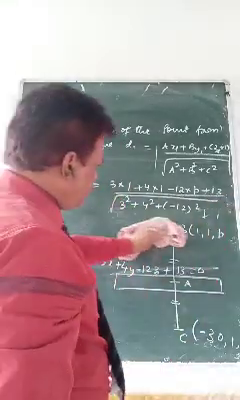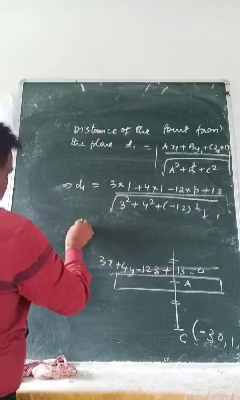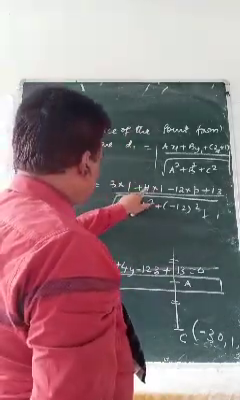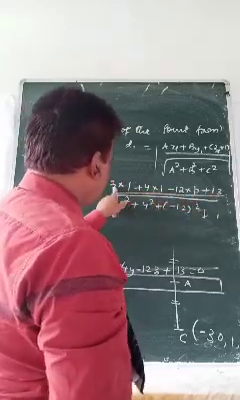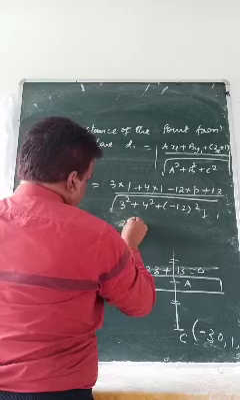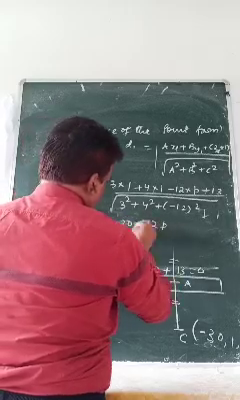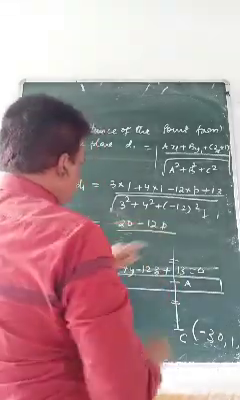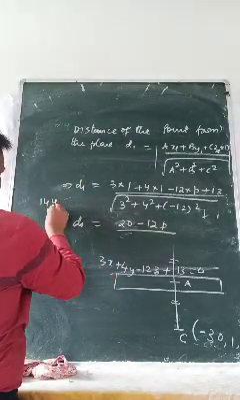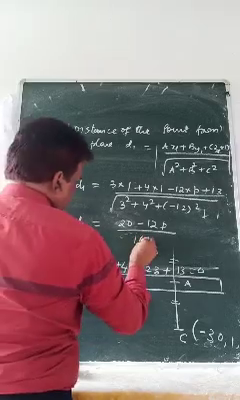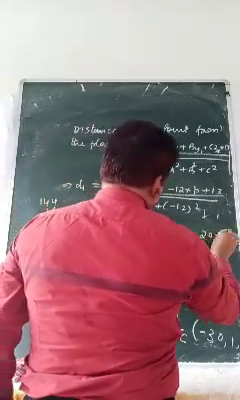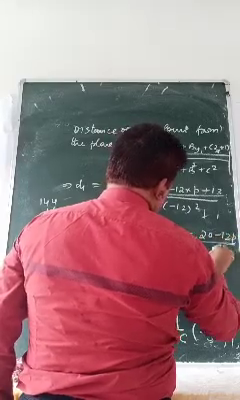So how much did you get? D1 equals, this is 7, 13 plus 7 minus 12p, 20 minus 12p by, this is how much? 144, then 169 root over, that is 20 minus 12p by 13.